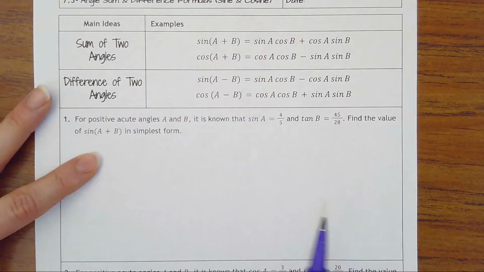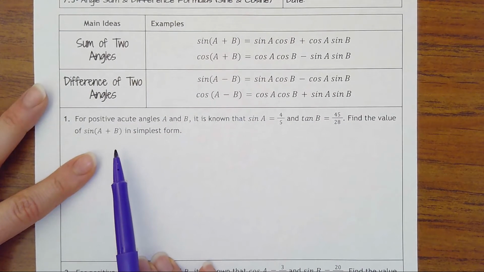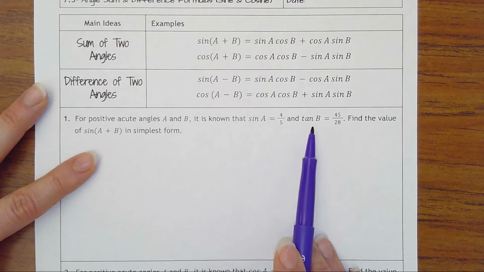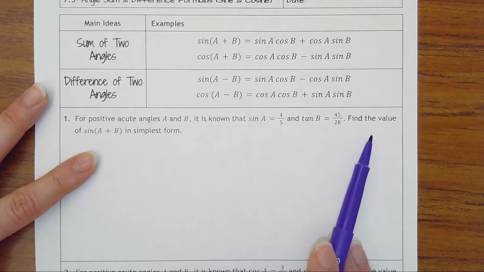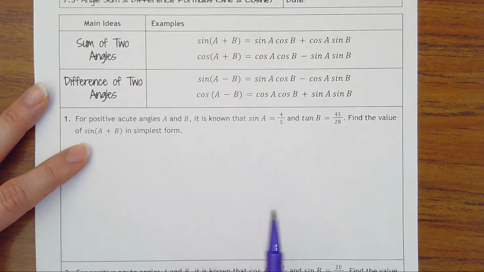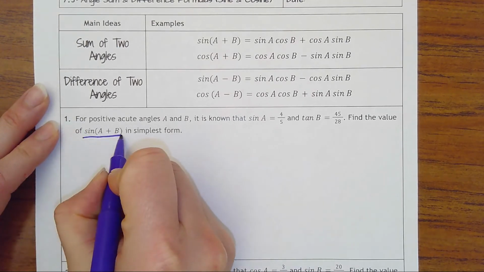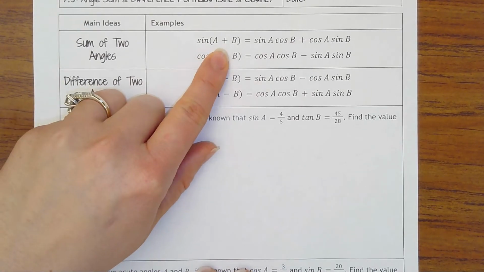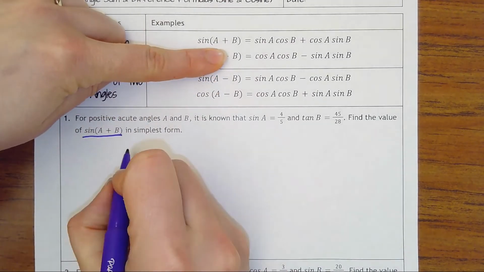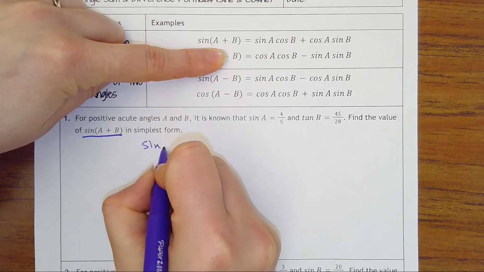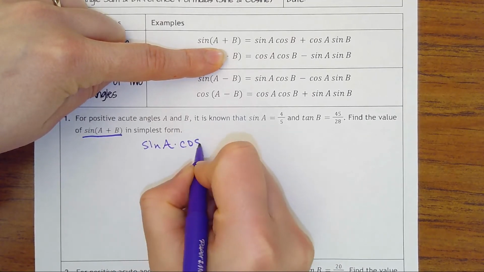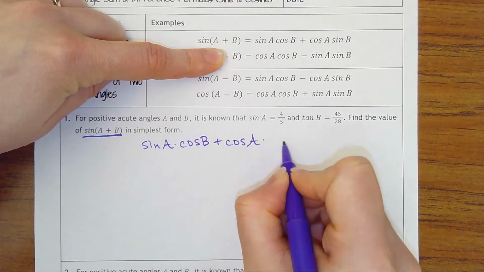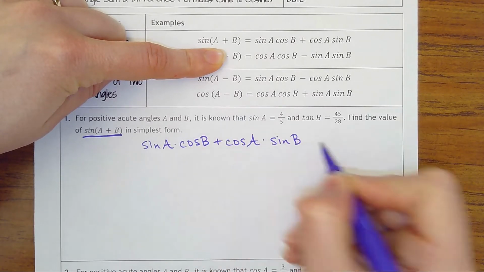The formulas are all very, very similar. Let's just start and you'll see that you're simply plugging things in. It says for positive acute angles A and B, it is known that sine of A is 4/5, tangent of B is 45/28. Find the value of sine of A plus B in simplest form. Because we're adding two angles inside a sine, we'd be using this formula. I'm going to write it down here. It's sine of A times cosine of B plus cosine of A times sine of B.